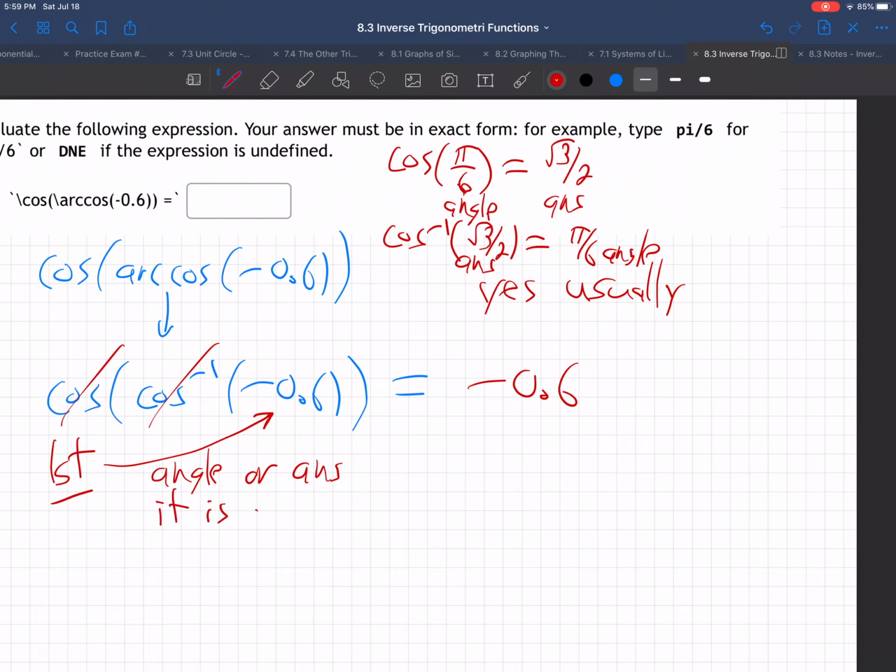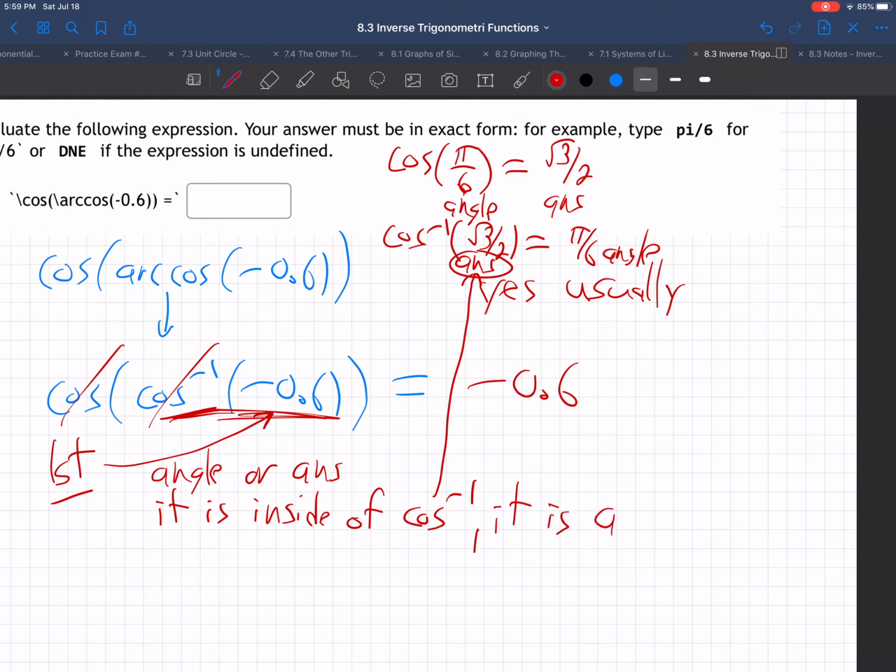Well, what is it? It is inside of what? It's inside of this cosine inverse. So if you're inside a cosine inverse, it is an answer. It must be an answer, not an angle, because you plug answers into cosine inverse. You plug angles into regular cosine. So that must be an answer. Okay, so it's an answer.